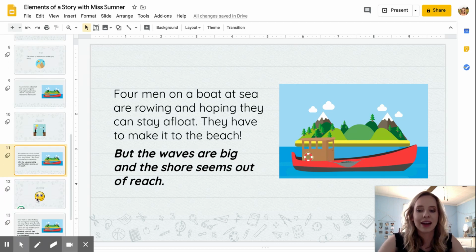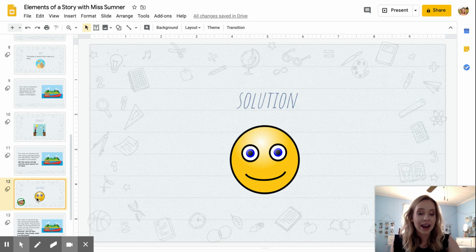So let's find out. Our final element of a story is solution. Solution is the ending of a story, the solution to the problem or conflict that was presented in the story that the character had to overcome. This is a way of tying up loose ends with a bow, so to speak. The resolution takes the conflict and turns it around in a meaningful way that makes the conflict worth it.